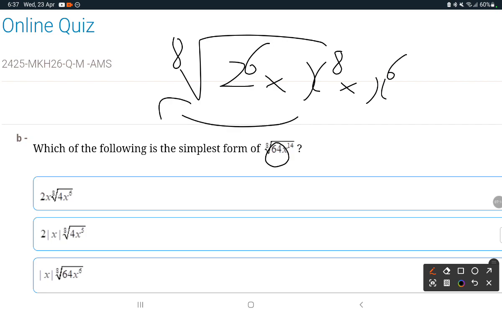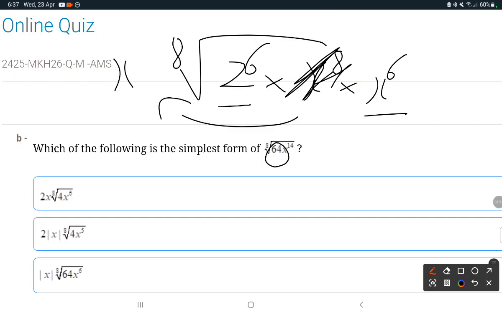We take out x to the power of 8. It's going to be x. x to the power of 6 cannot be taken out, nor can 2 to the power of 6, since they're both smaller than 8. And also, this is not our final answer.